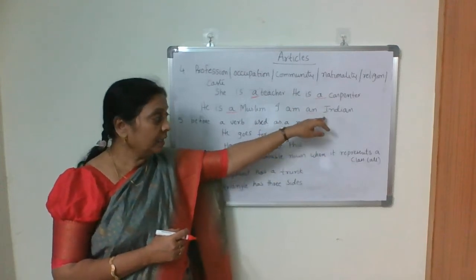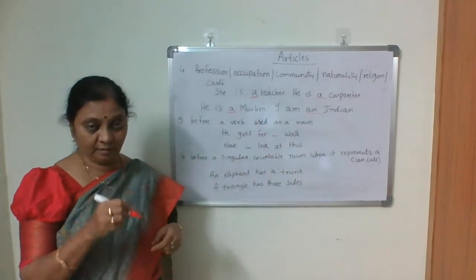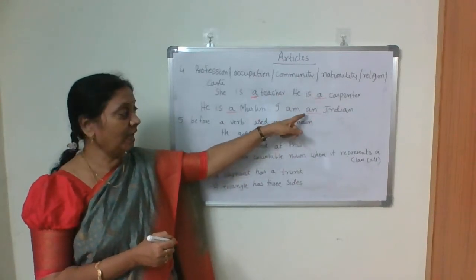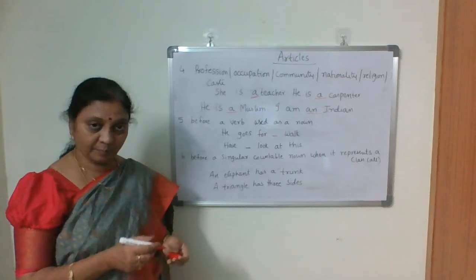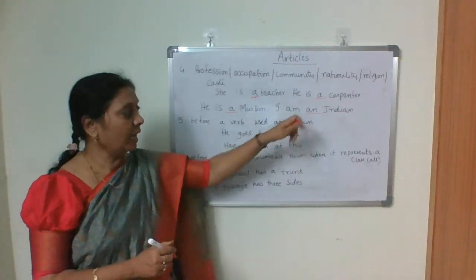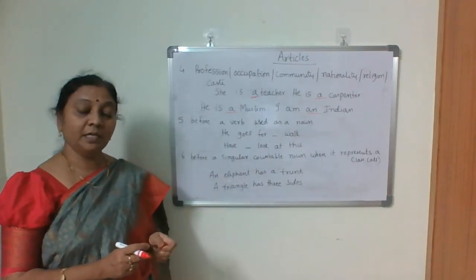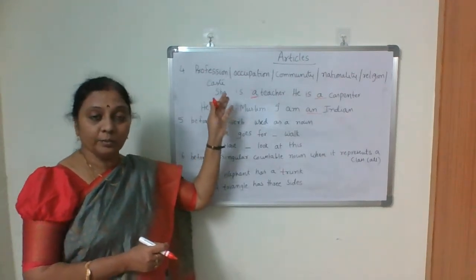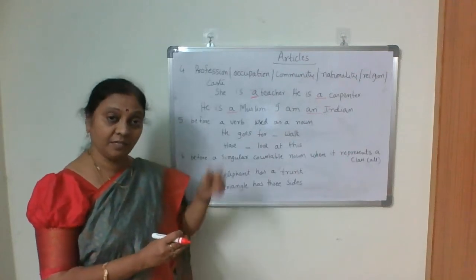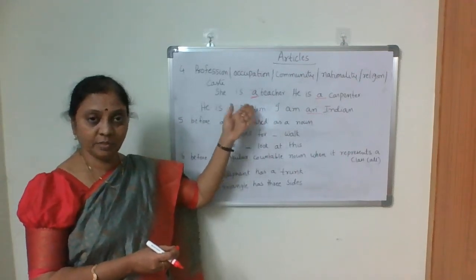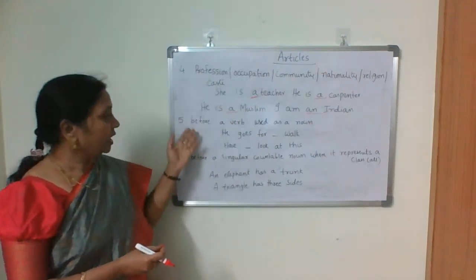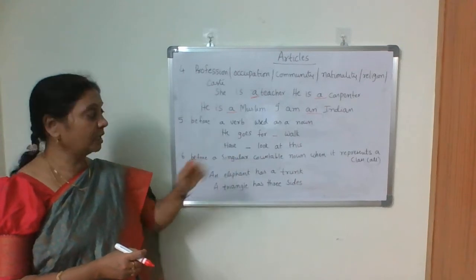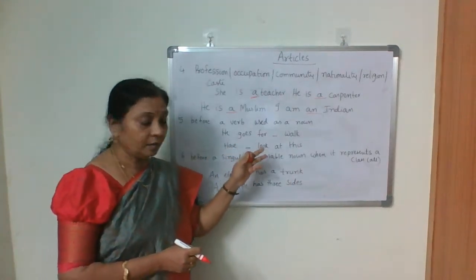So in pronunciation, it begins with the vowel sound, so you have to use an again. Remember, you have to use an because the pronunciation is Indian. So an Indian, an American, but he is a European. Like that, to talk about nationality, profession, occupation, even any caste, you can use a before that.